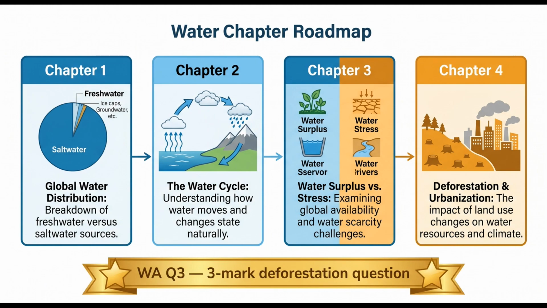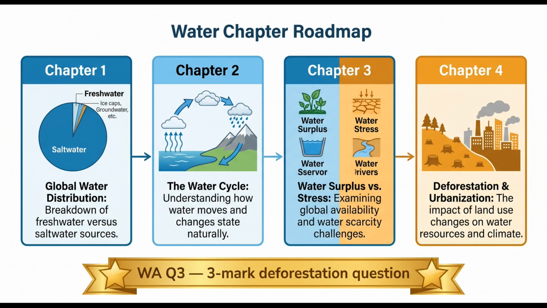Here is the plan for today. Look at the roadmap on screen. Chapter 1 covers Earth's water distribution, the key statistics, including the figure that trips students up most on WA Question 1. Chapter 2 goes through all 8 water cycle processes and the 2 energy sources that drive them.